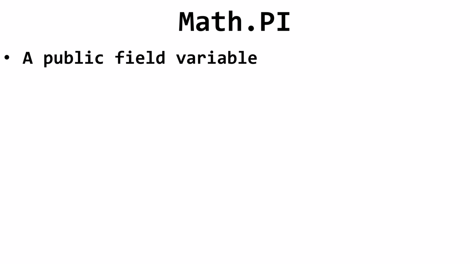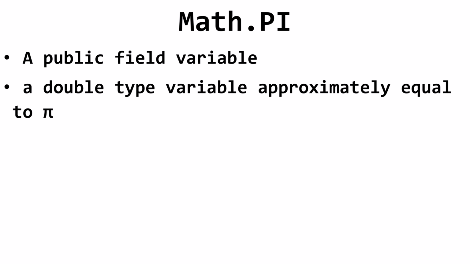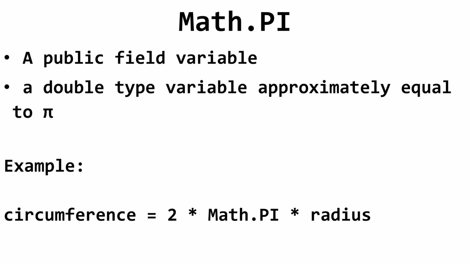Math pi. Notice that there are no parentheses after pi. Unlike the previous examples, which were methods, pi is a public field variable that we are accessing from the math class. Most field variables we use are private, so we can't access them this way from outside the class. Math pi is a double variable that is approximately equal to the mathematical constant pi. For example, we might use it in the expression circumference equals 2 times math pi times radius.